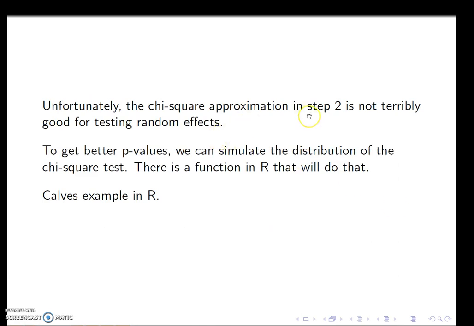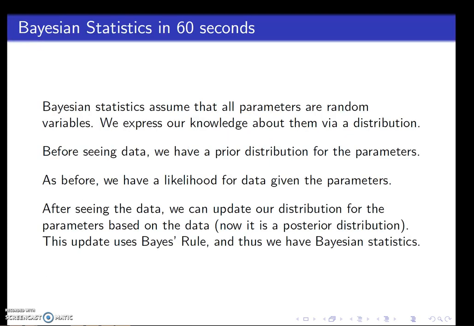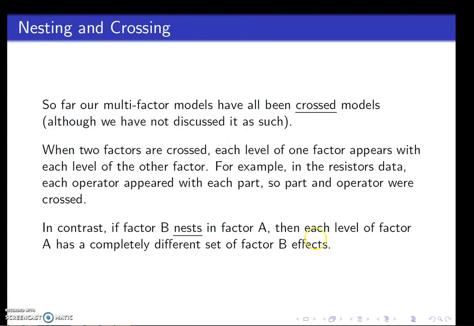The chi-square approximation doesn't always work all that great. The asymptotics don't always kick in, so to say. So to get better p-values, we can simulate that distribution of the chi-square test. R will do that for us. We'll take a look at the CAVS example in R in class so that we can see how that can get done. I skipped over that CAVS example and the Bayesian statistics in brief for the online notes because I wanted to handle that in class instead.